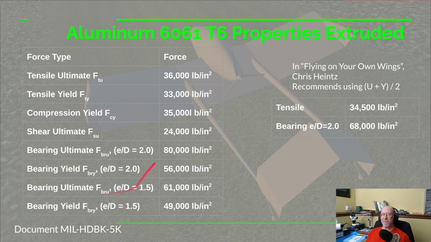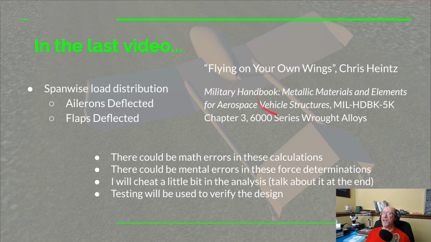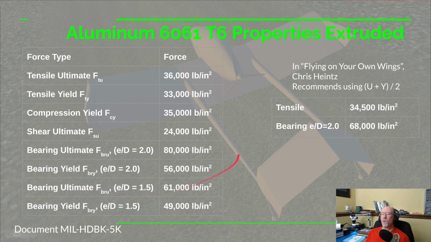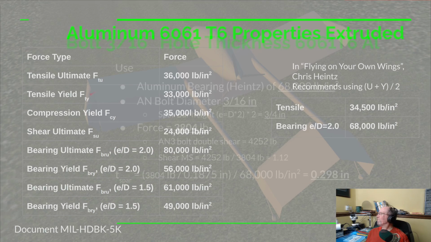And by the way, this table over here came out of this document here, which is the one I mentioned up above, or this document right here, the metallic materials and elements for aerospace vehicle structures. So what we're interested in now for the bolts is these numbers down here, the bearing numbers.